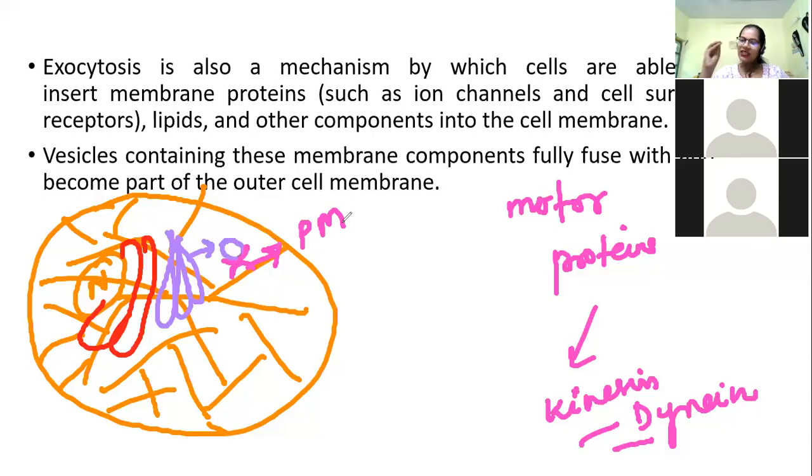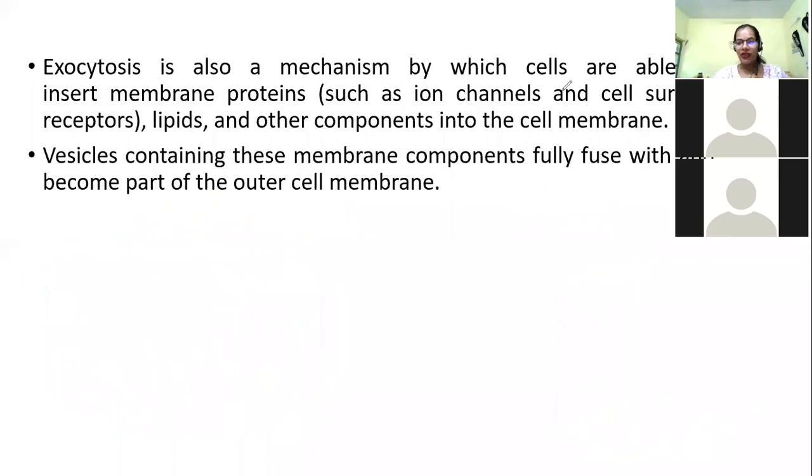Did you guys get a little bit of an idea of how exocytosis is happening? Yes, ma'am. Okay. So I'll share the video with you guys. Even if you don't get the entire picture, at least you will get some idea. So this is how the vesicles come from the Golgi to the plasma membrane and vice versa.